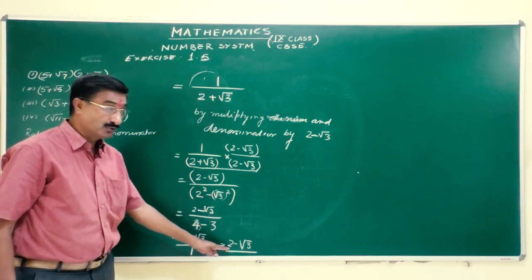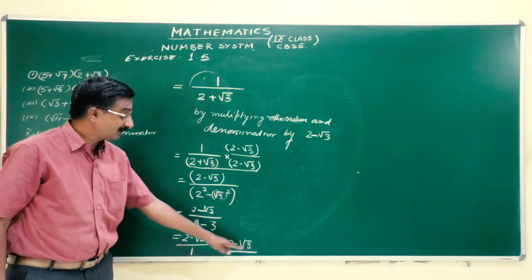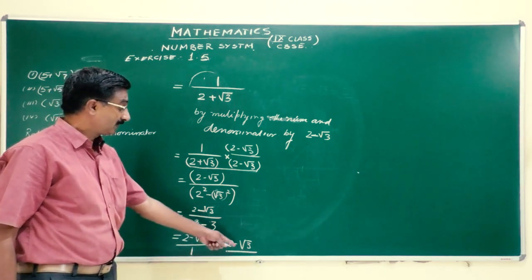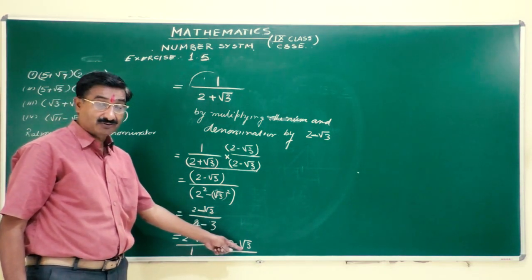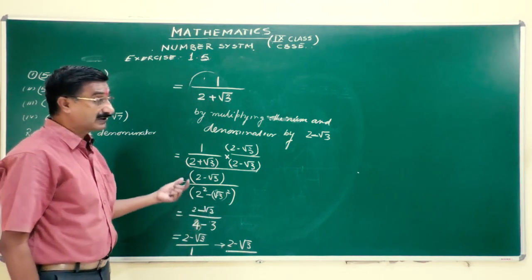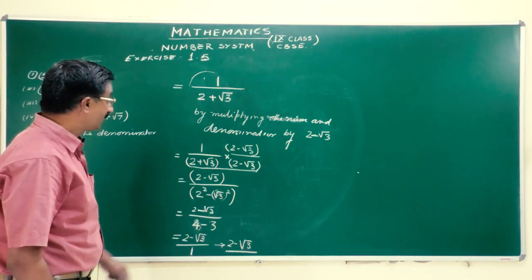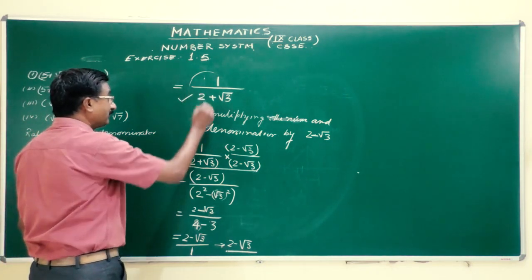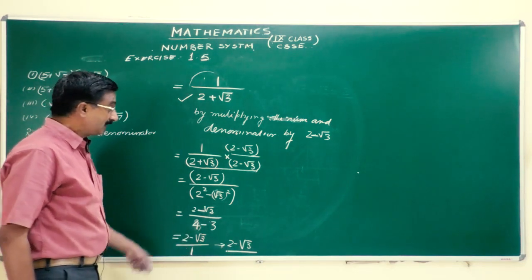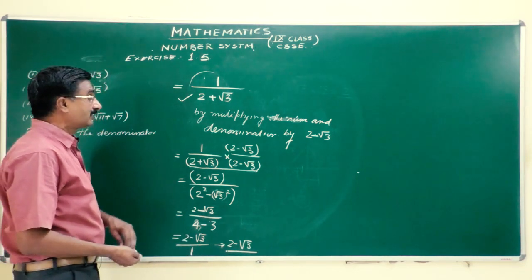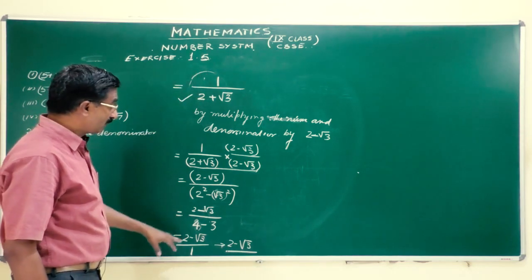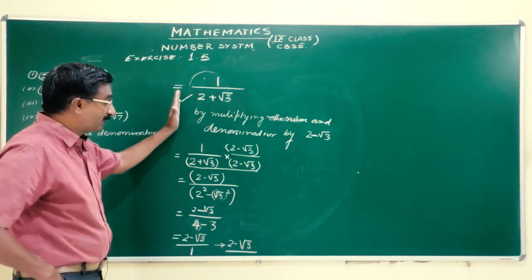Now you can mark 2 minus under root 3 on the number line. Under root 3 also you can mark, okay? So after getting the value of under root 3, you can subtract it from the value 2 on the number line. So you will get the point on the number line. Clear? So now this irrational number can be marked on the number line after rationalization. Otherwise this you cannot mark directly. Clear? So what is the procedure?